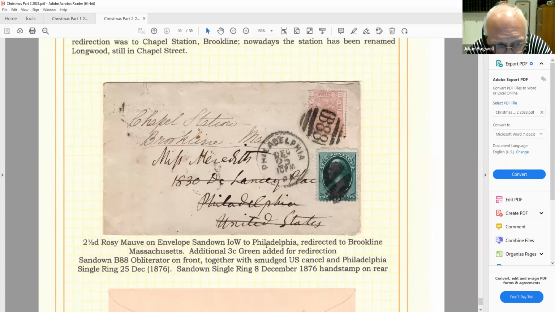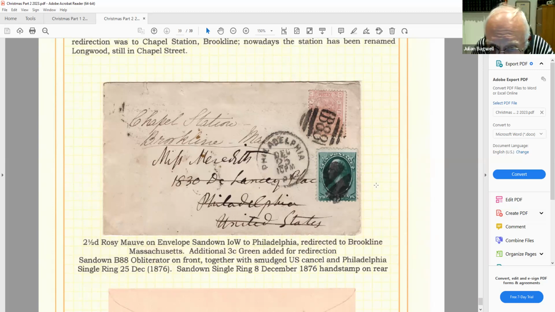Now we're down to 2 and a half pence, the standard international rate, and addressed to Philadelphia and redirected to a town called Brookline in Massachusetts. And nice, it was sent from Sandown, nice Sandown cancel here. And then in Philadelphia on December the 25th, it was redirected. And I haven't done enough research on this yet. I presume the rules in the States were that redirected post you had to pay again. Quite often, of course, redirected post was just carried free of charge because the initial payment had been made.